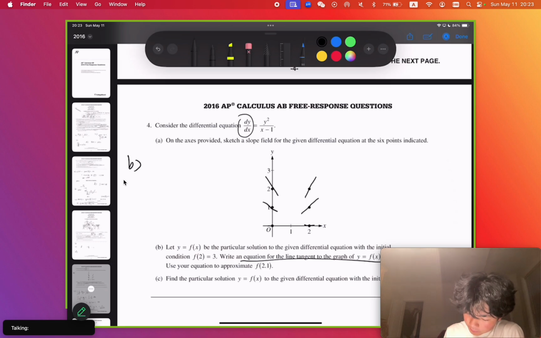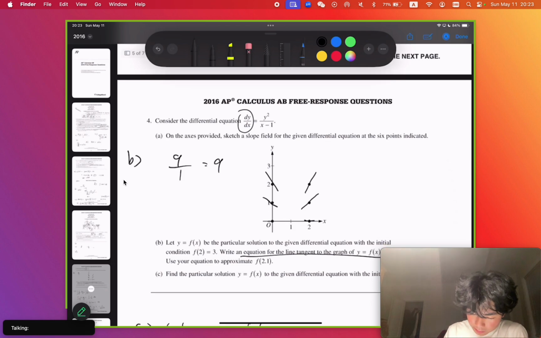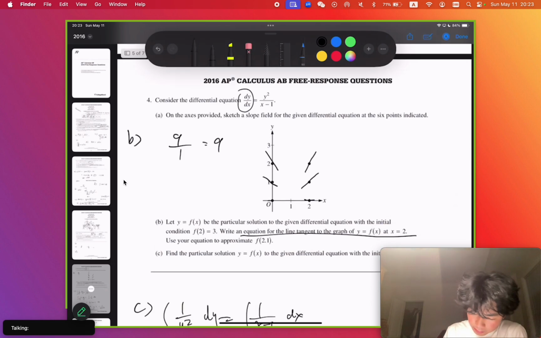The derivative at x equals 2, you want to plug that in. It's basically 9 over 1, which is 9. And then when you get 9, you want to plug that back in. Approximate f of 2.1.